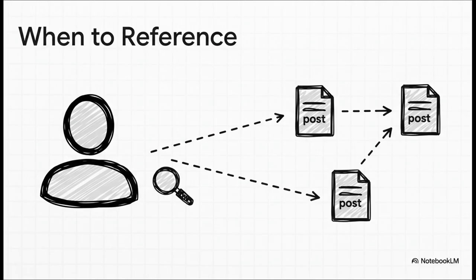And on the flip side, when do you reference? Well, you do this for data that has its own life. A user is a perfect example. They exist on their own, outside of any single post they write. They might write 100 posts. So in that case, referencing is the clear winner. It keeps things clean and way more flexible.